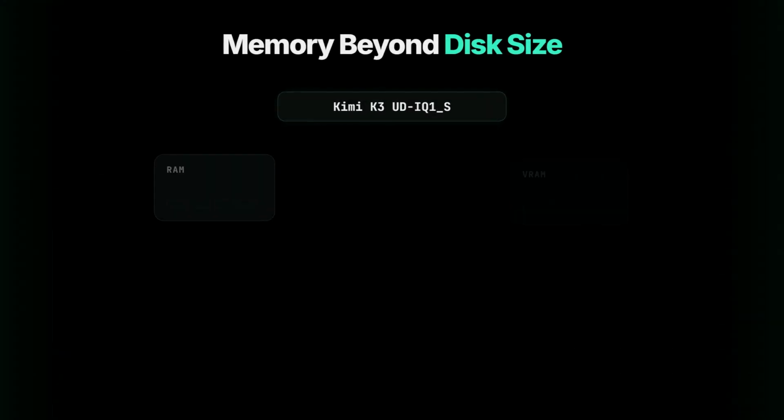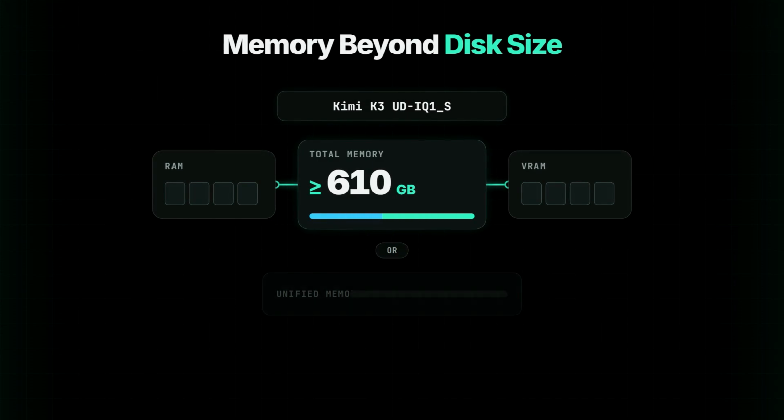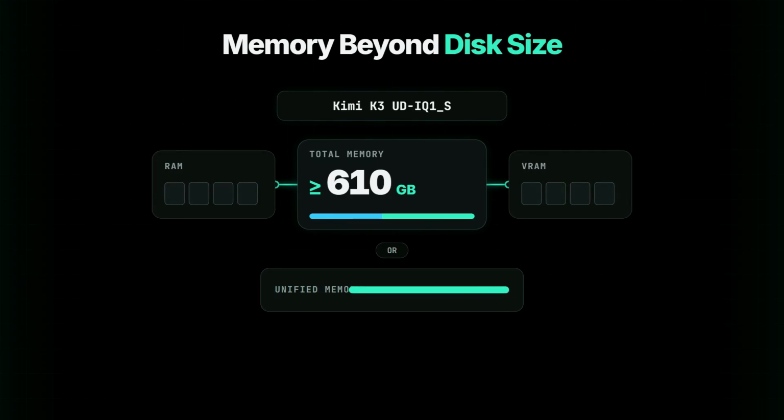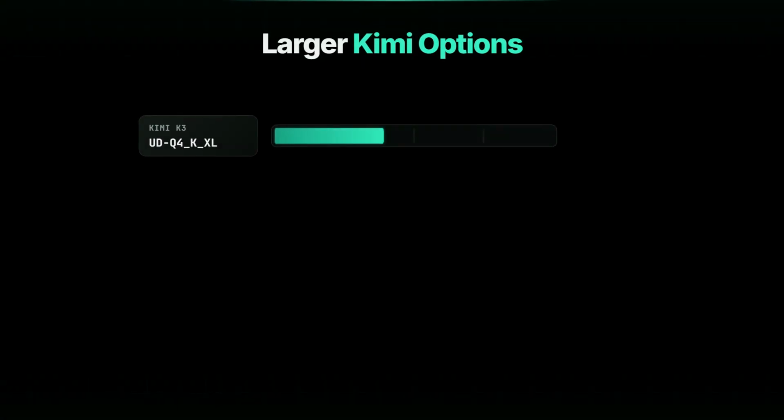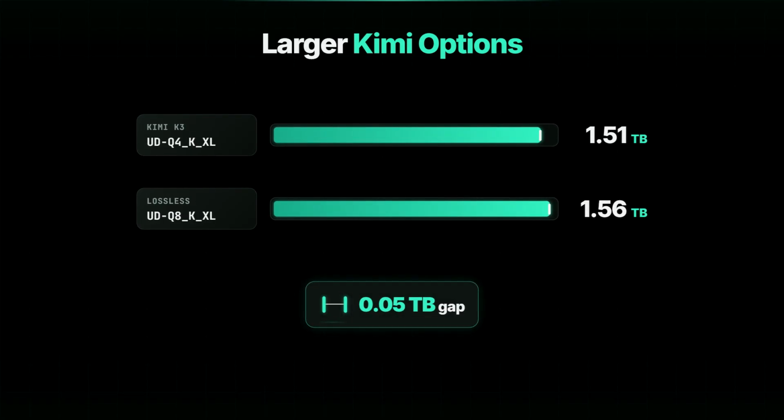Unsloth's Kimi guide says the UD-IQ1_S workflow requires at least 610 gigabytes of total memory. Its table defines total memory as RAM plus VRAM, or unified memory. Kimi's UD-Q4 GGUF is listed at 1.51 terabytes, while lossless UD-Q8 GGUF reaches 1.56 terabytes. Local, in this case, can mean workstation-scale storage and memory.